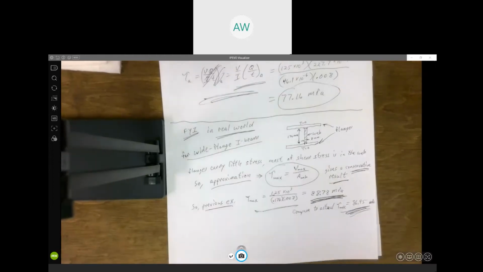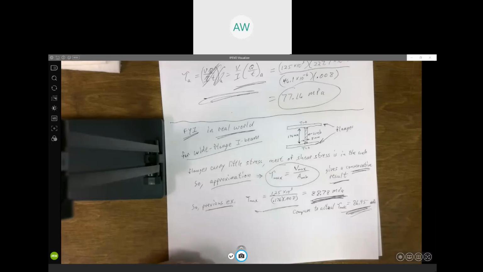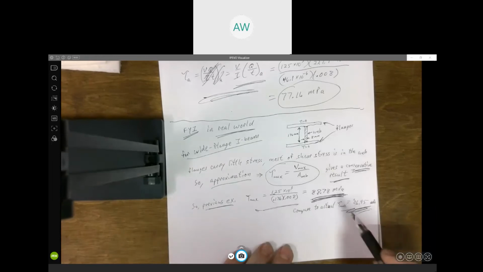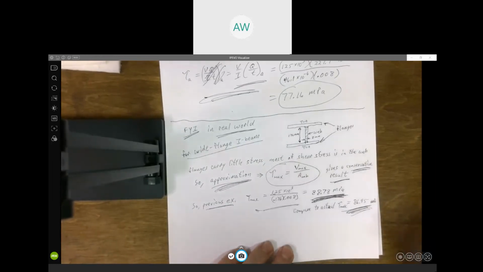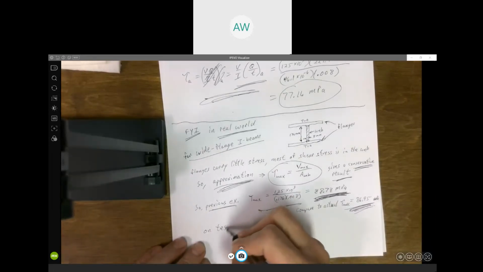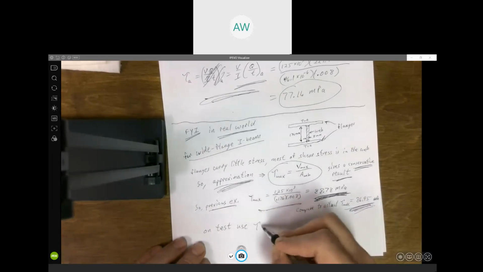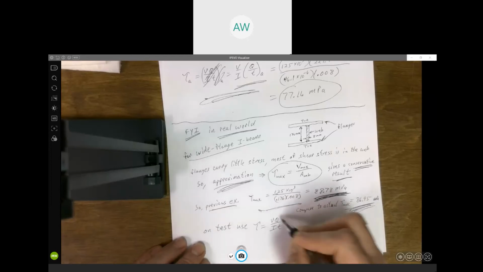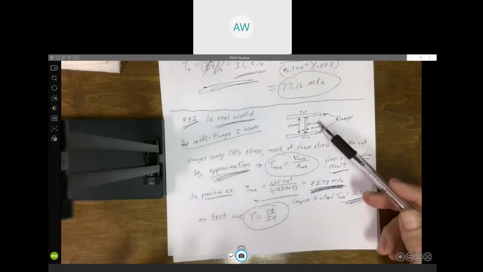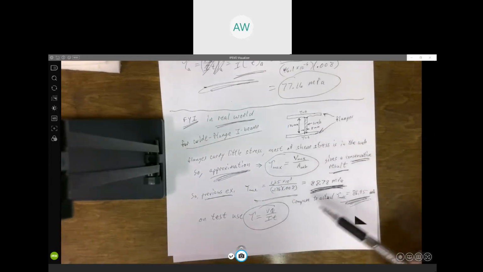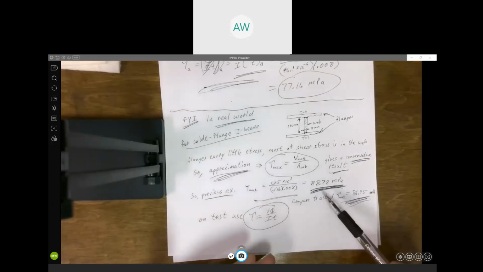Now, with this being said, on the test Monday, if I ask you to find the maximum shear stress, right, that's doing what we did initially, VQ over It. This is not the actual maximum. It's an approximation. So on the test, make sure everybody's clear with this. Use tau is VQ over It. All right, everybody clear? Now, with that being said, if you do have an I-beam, and this only works for an I-beam, by the way, it's a good way to check yourself.